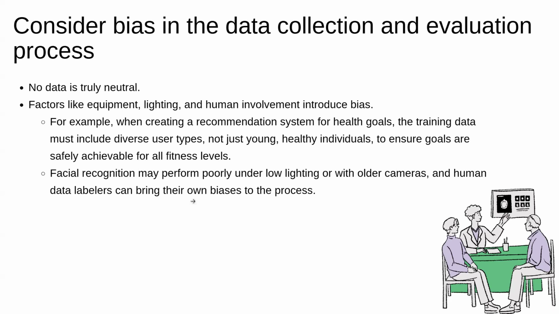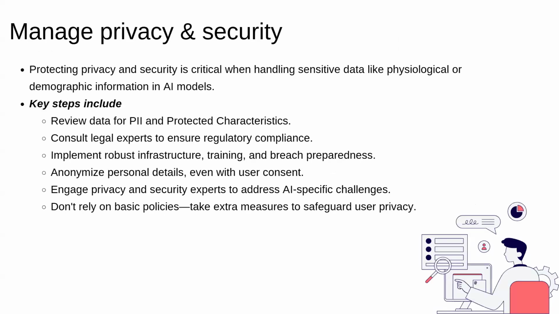right? For facial recognition systems, we need to think about lighting, cameras, and human data labelers, which can all bring in bias. So how we can mitigate them from the beginning of the project is very important, and make sure we are collecting a lot of data. In that case, managing data privacy and security is very important, especially when dealing with personally identifiable information. We need to protect it.